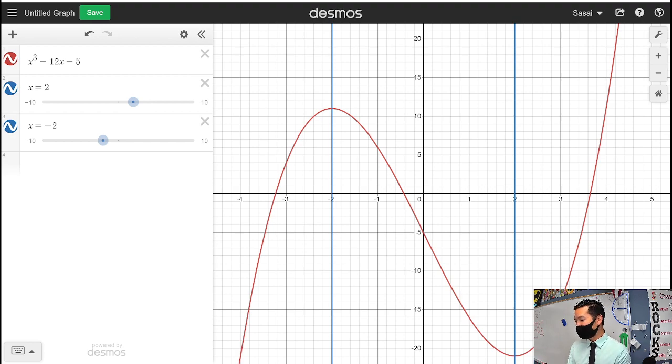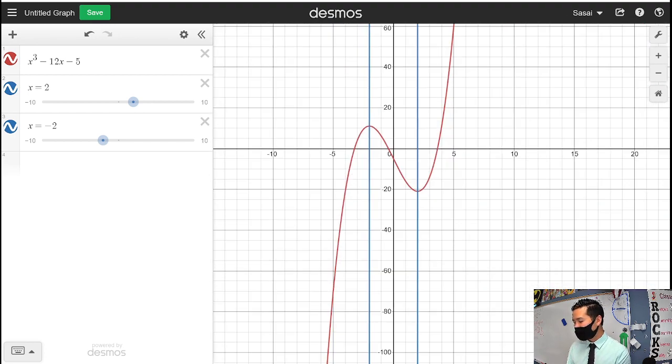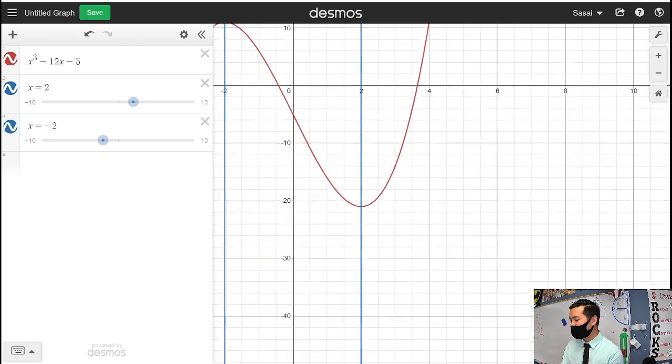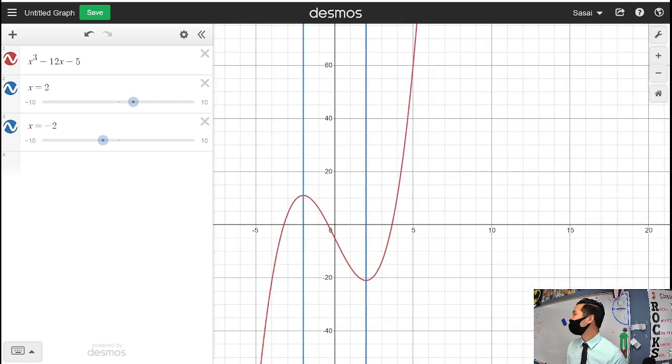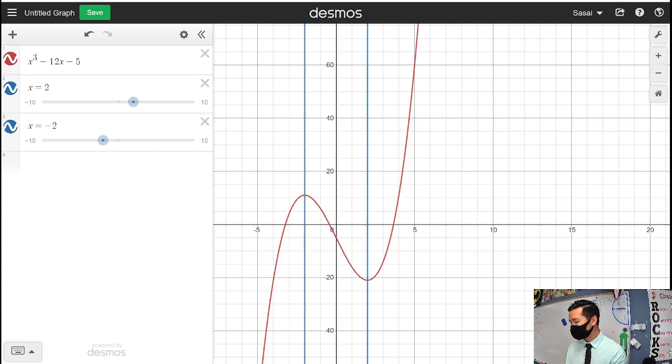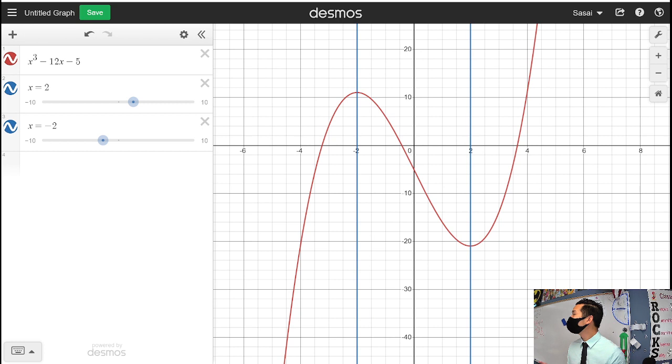Can you see that it's increasing from -infinity all the way up to your first critical point, which is -2? And it's also increasing from 2 all the way to infinity. So that's one answer that you'd write down. Where is the function decreasing? Yeah, from -2 to 2.